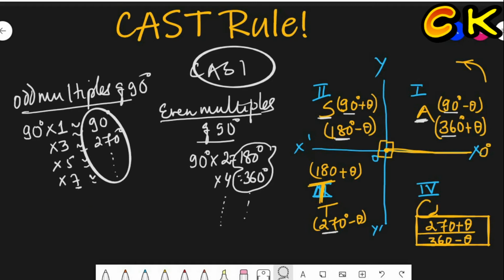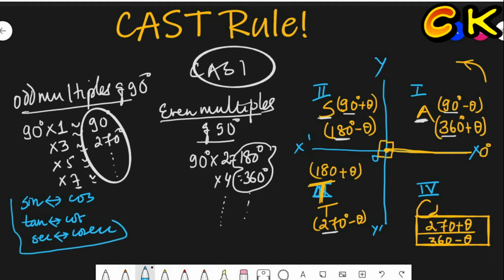Now if there is an odd multiple of 90 degree angle, then the trigonometric ratios change. What changes? If there is sine, then sine changes to cos. Similarly, if there is cos, then it changes to sine. If there is tan, then tan changes to cot, and vice versa, that is cot changes to tan. If there is sec, then sec changes to cosec, and if there is cosec, it changes to sec. So this you should remember.